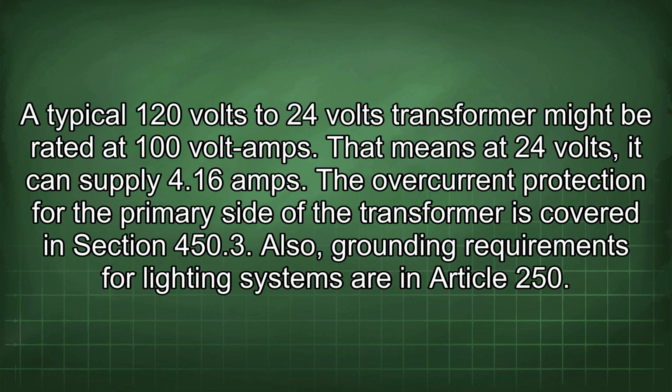A typical 120 volts to 24 volts transformer might be rated at 100 volt amps. That means at 24 volts, it can supply 4.16 amps. The overcurrent protection for the primary side of the transformer is covered in Section 450.3. Also, grounding requirements for lighting systems are in Article 250.